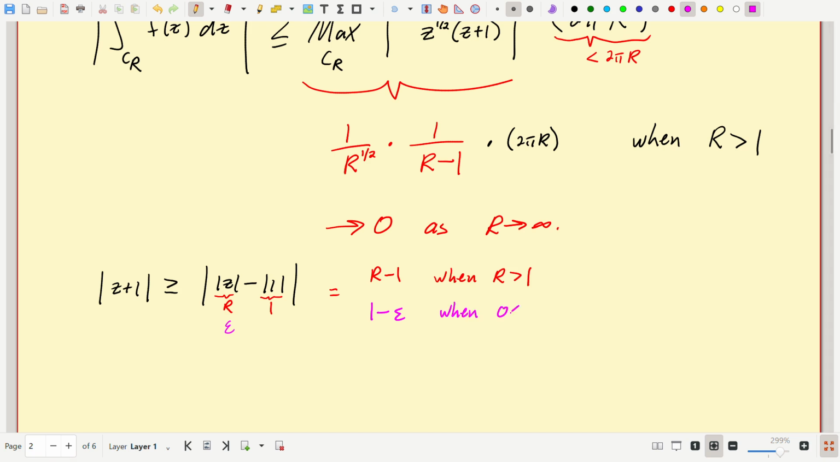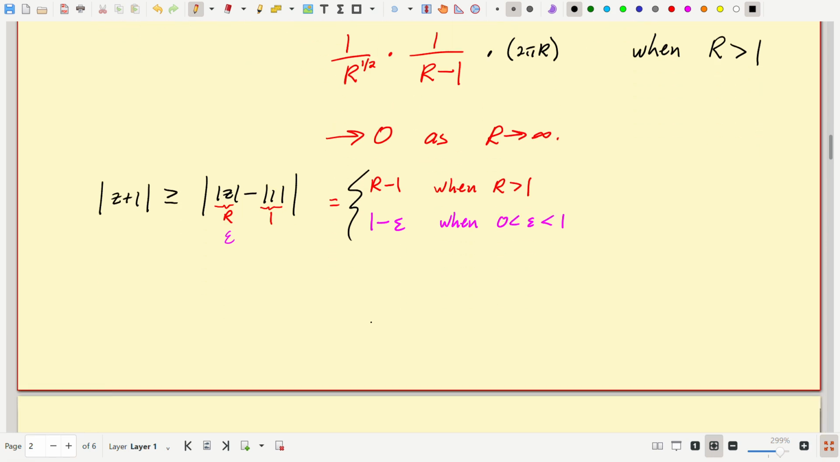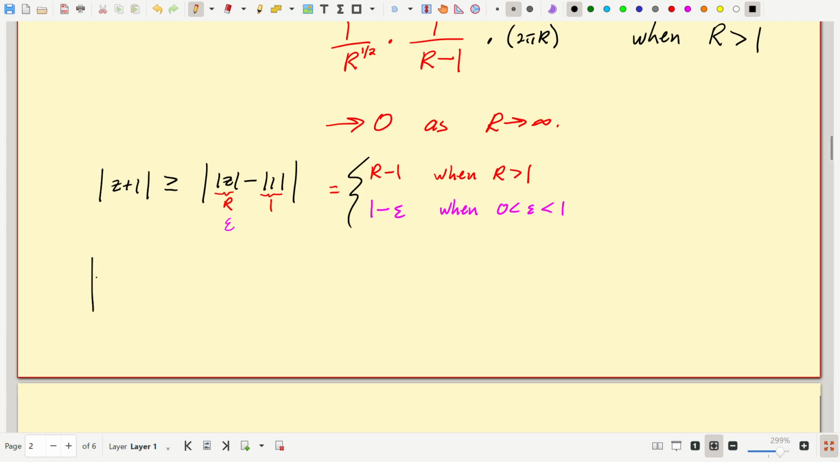When 0 is less than epsilon is less than 1. So, two different things there. And so the estimates are totally different, but they're going to both go to 0. So I did the outer one. That was pretty straightforward. Now let's do the inner one.